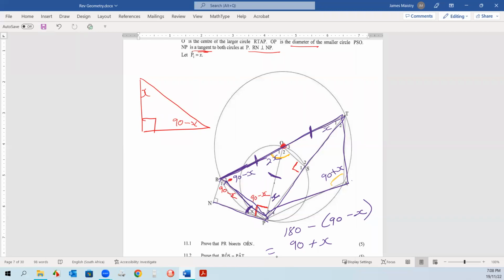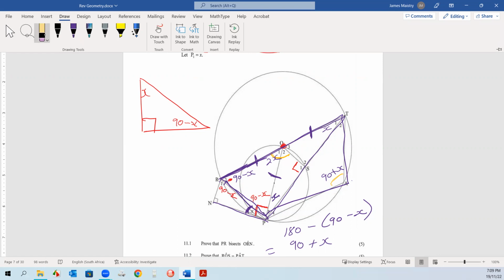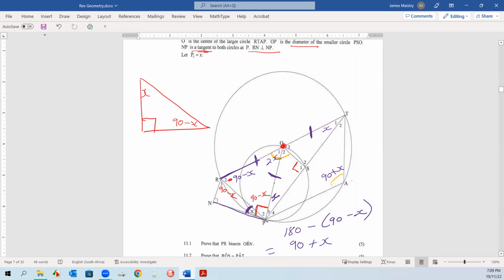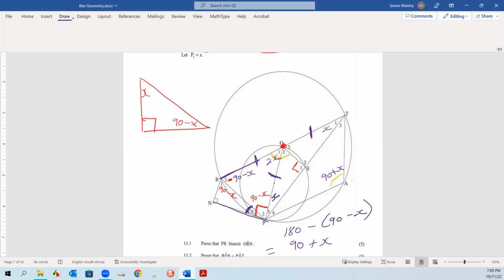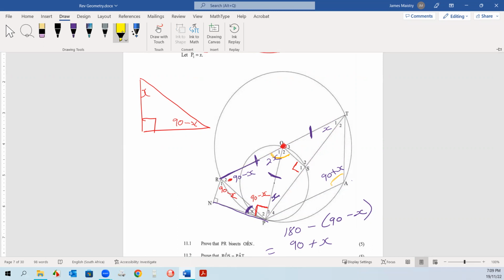You with me? Yes, sir. Can you please repeat that, sir? Okay, we're using the cyclic quad. Let's go back now. I want to take those lines out so you can see it. I'm going to highlight the cyclic quad I want you to see, okay?